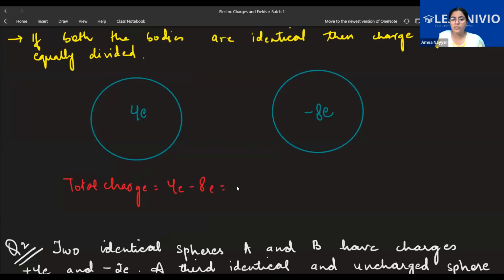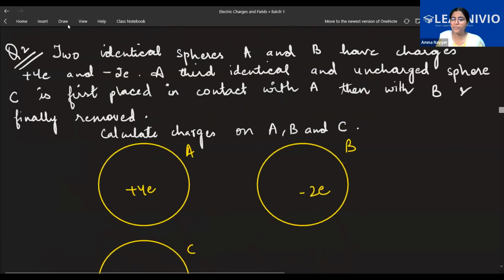4e minus 8e, that is minus 4e. Yes. And when minus 4e is distributed among 2, this will receive minus 2e, and this will receive minus 2e. Fine. Yes, ma'am. Now let's see a question.